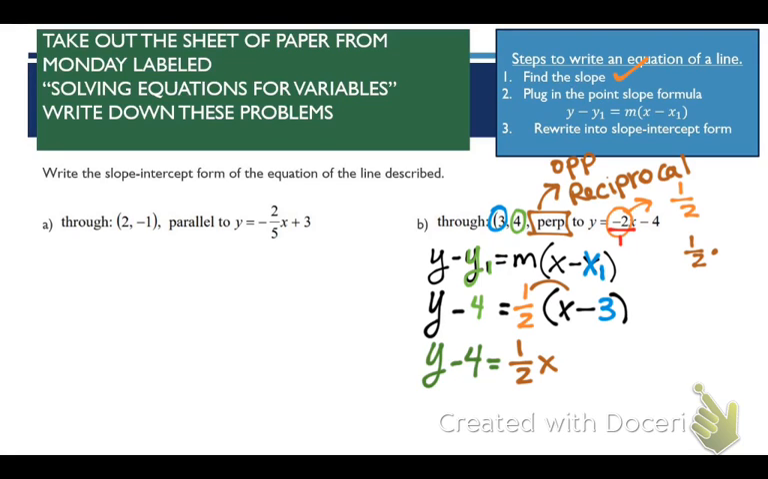1/2 times -3. You write -3 over 1. What's a positive times a negative? You're going to make a negative. Multiply the tops. So 1 times 3 is 3. And then 2 times 1 is 2. So you're going to leave it like that. Don't make it a mixed number. What am I going to do next? Add 4.